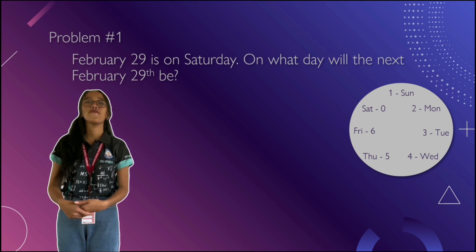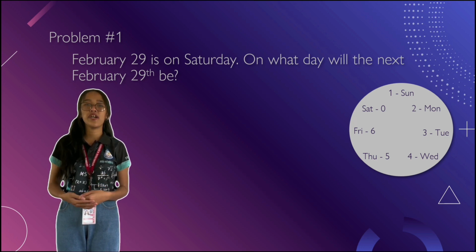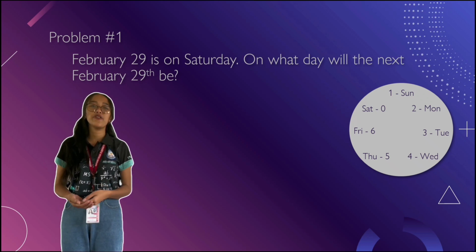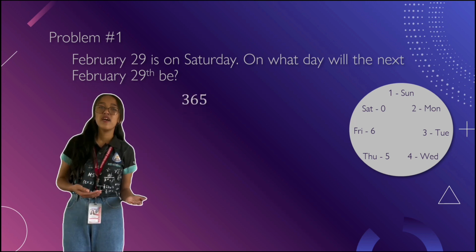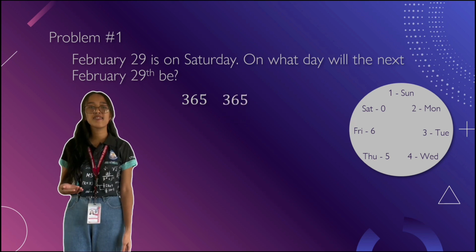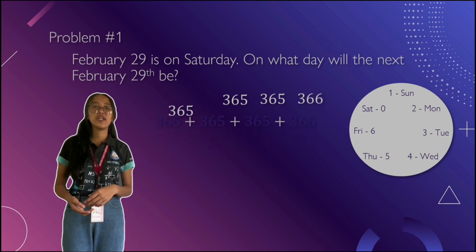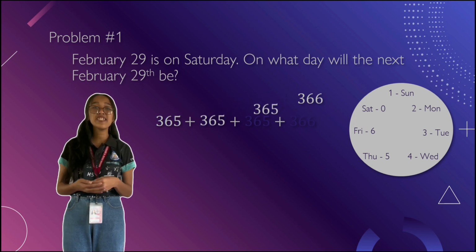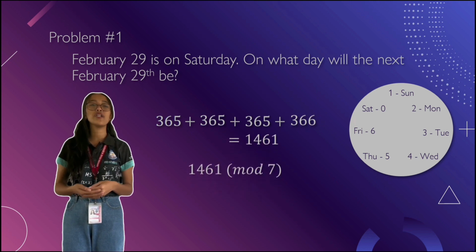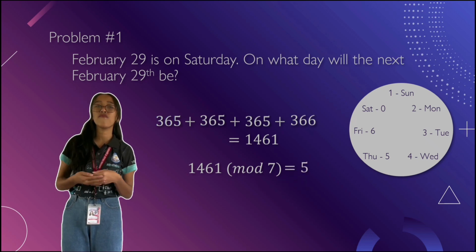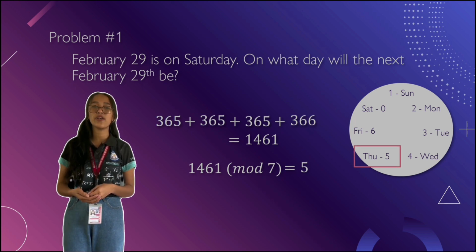Example number 2. February 29 is on Saturday. On what day will the next February 29 be? February 29 only happens during a leap year, right? And a leap year only happens every 4 years. Therefore, next year there will be 365 days, the next the same 365 days, the next 365 days, and on the fourth, 366 days. So we have 365 plus 365 plus 365 plus 366 is equal to 1461. We will use mod 7 to find the remainder. 1461 mod 7 is equal to 5. So the next February 29 is on Thursday.